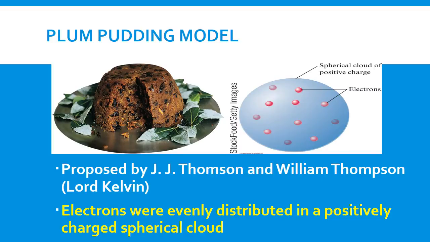Based on his results, Thomson proposed, along with William Thomson, that the negatively charged particles, or electrons, were evenly distributed in a positively charged spherical cloud. And they called this the Plum Pudding model. It was called the Plum Pudding model because this was a famous food or dish back in England at the time when it was discovered.